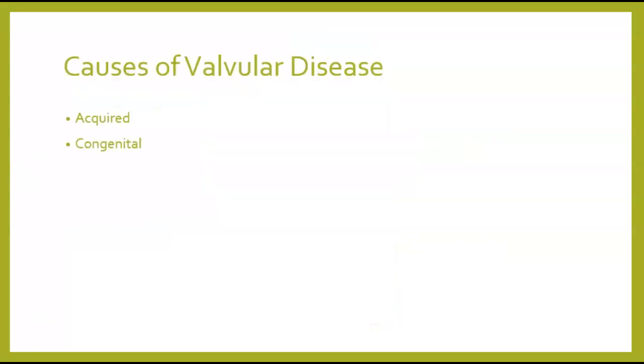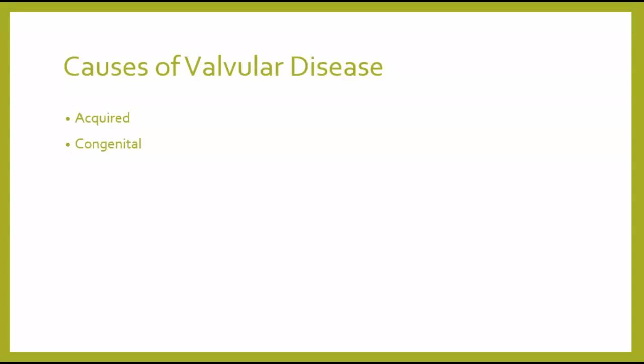There are 2 different causes of valvular disease, so it can be acquired or it can be congenital. So acquired is going to be when the patient gets it, usually from a history of rheumatic fever, but it can also be acquired after any kind of bacterial endocarditis, after a heart attack, or any kind of trauma to the heart.